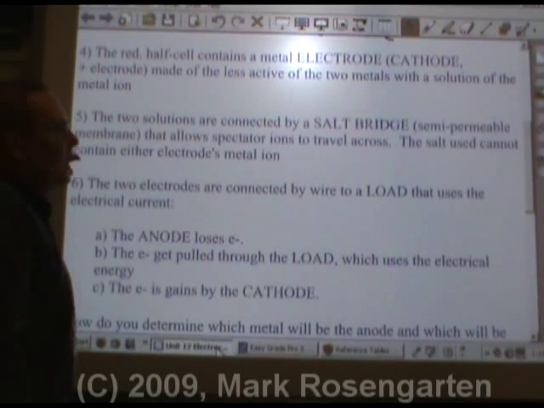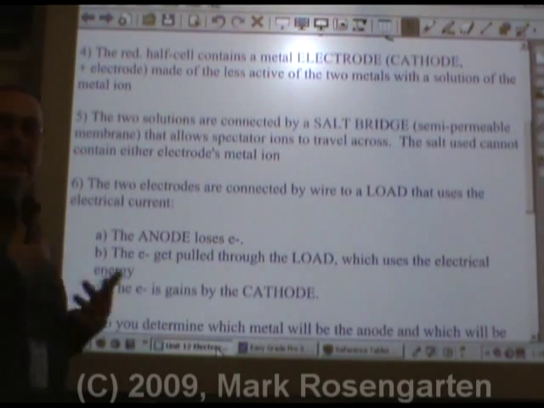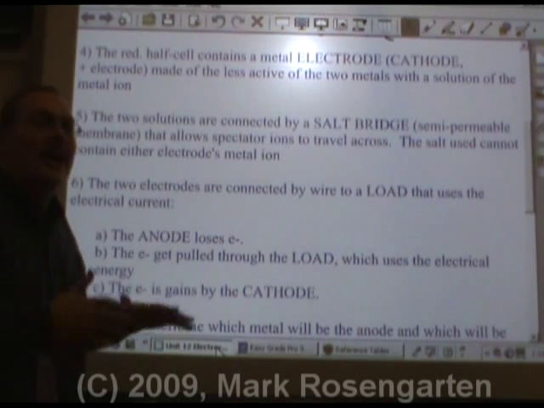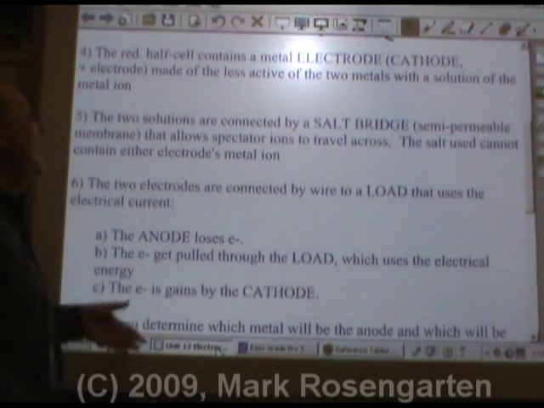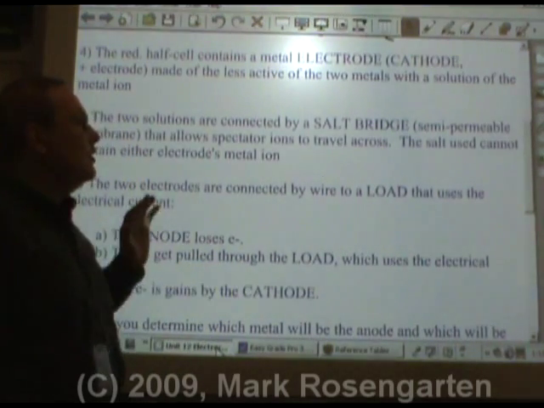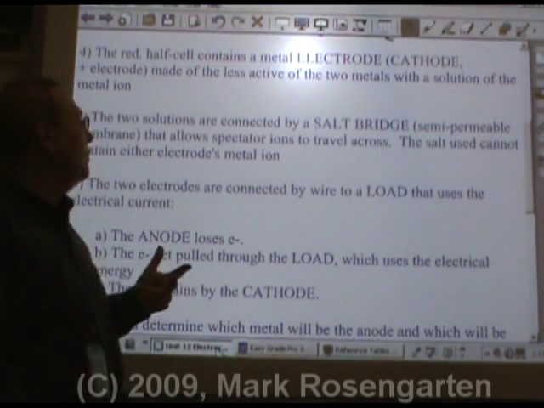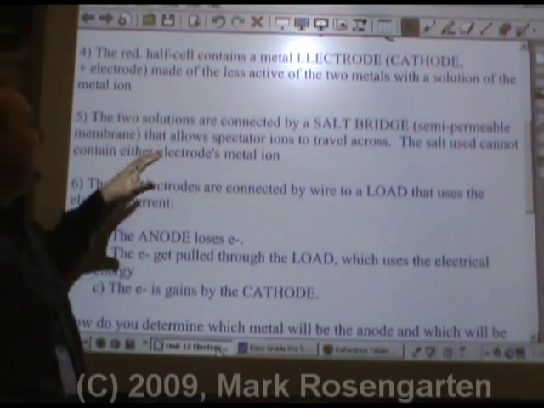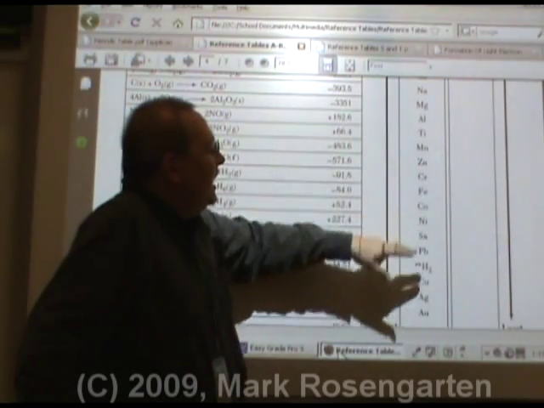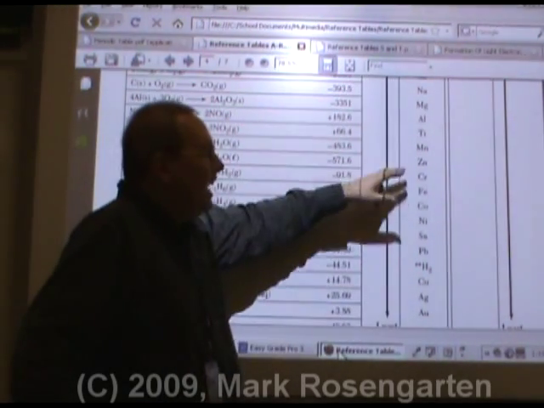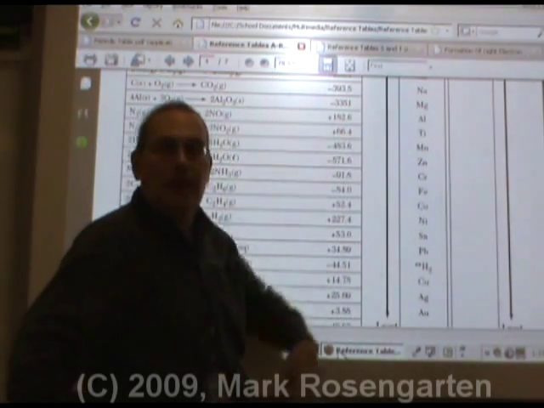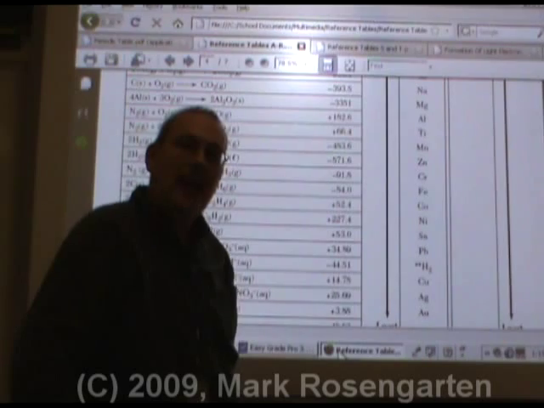The two solutions are connected by a salt bridge, which is a semi-permeable membrane, which means it selectively lets certain things through and doesn't let other things through. It allows spectator ions to travel across. Now you can use any salt you want to make the salt bridge, but it cannot contain either electrode's metal ion. So if we're using zinc and copper as our electrodes, we can't use a zinc salt and we can't use a copper salt. But we could use any other element because it won't interfere with our reaction.